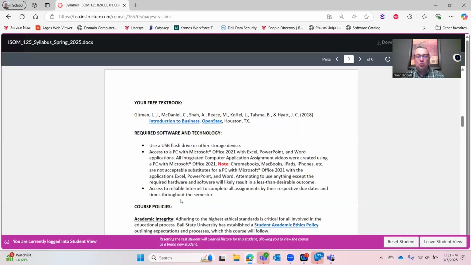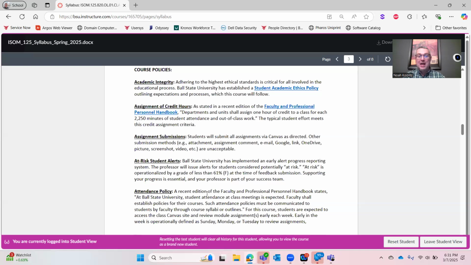You need to have access to reliable internet to complete all assignments by respective due dates and times throughout the semester. If you're staying on campus in university housing, you'll have this. If you live off campus, then you're going to need to make sure that you have access, whether it's Xfinity, Verizon, AT&T, Starlink, etc. Just make sure that you have access to an internet connection that's reliable, because that's how everything's going to be delivered to you this semester.